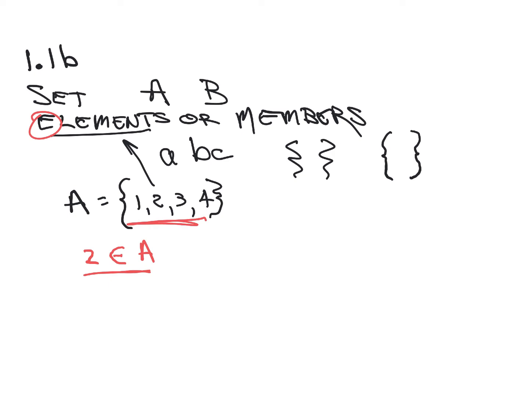If I asked the question, is 5 an element of A? No, 5 is not in there. So I would write 5, and then I would write the element symbol with a slash through it to say no, it's not part of set A. And that's what that would look like.